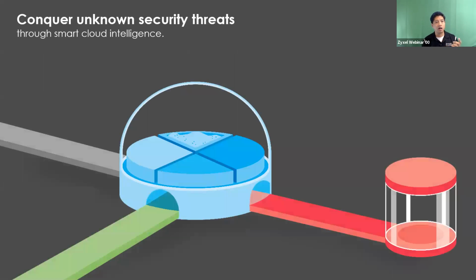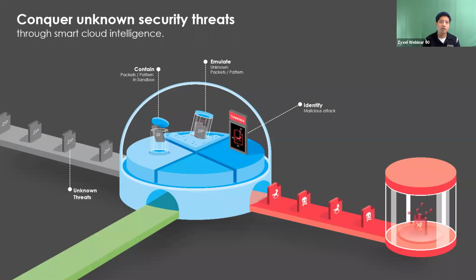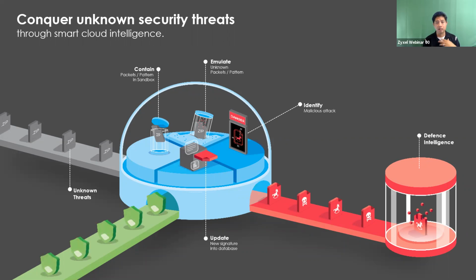So how does it conquer unknown security threats? Well, using that secure cloud smart intelligence, an unknown threat, let's say a zip file, gets actually sent to the cloud and is emulated. It does some packet emulation, pattern information, any execution it can do. Those packets are all contained within that sandbox. Then it identifies whether it's a malicious attack or not. And then based on that, we'll create signature updates into the database.